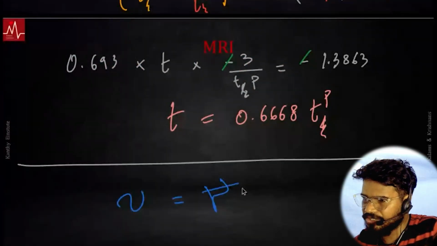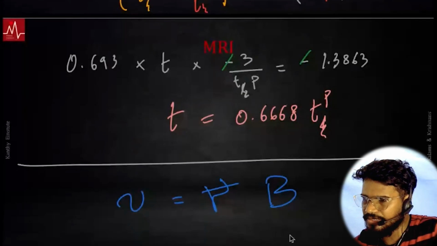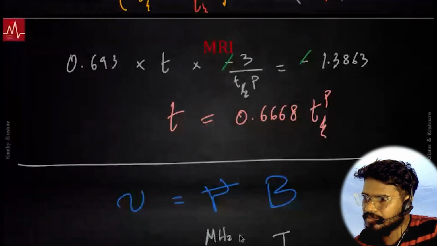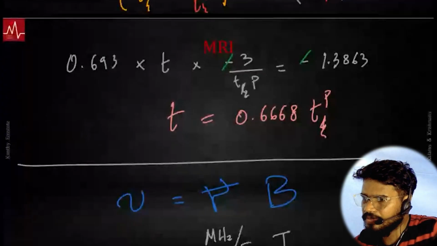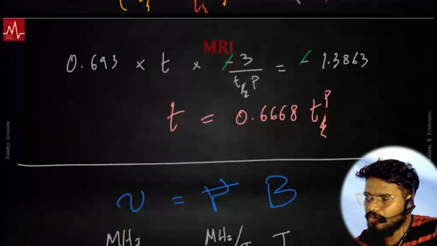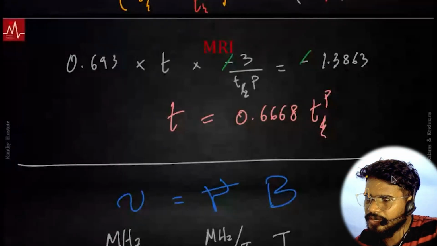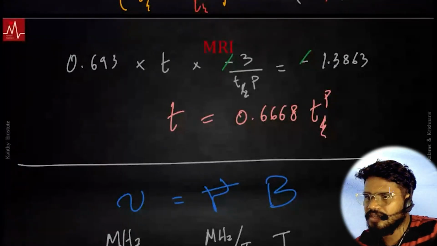Nu comma hash of B. This is in Tesla. This is typically in megahertz per Tesla, so that makes this in megahertz. And we also need to know that 1 Gauss is 10 power, let's write it on that side.